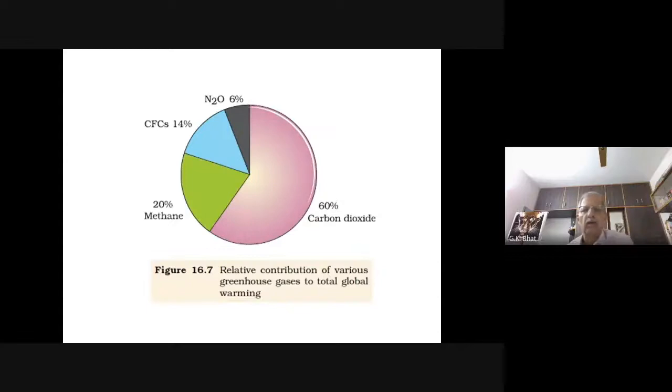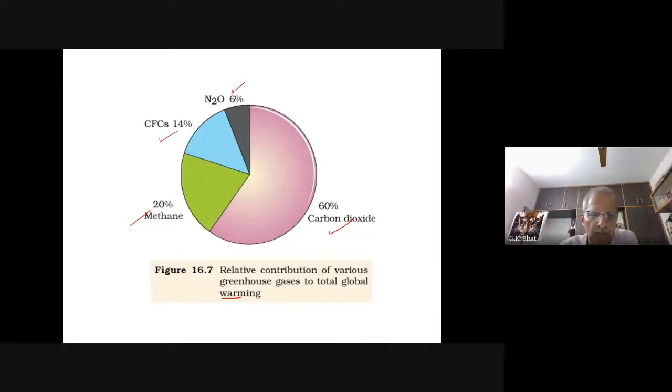Look here. This is what you have, the greenhouse gases. 60% of the greenhouse gases is, very important, carbon dioxide. 20% is methane. 14% is CFC. What is CFC? Chlorofluorocarbons. And 6% N2O. So this proportion is the relative contribution of various greenhouse gases to total global warming. If this proportion increases, that results in more and more global warming.